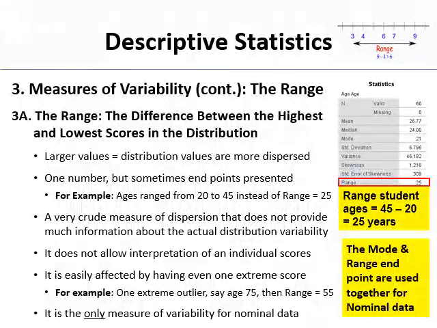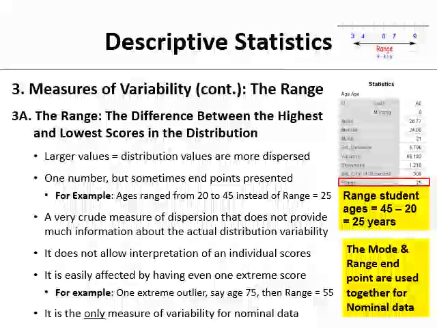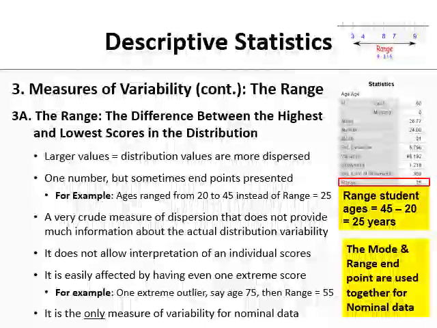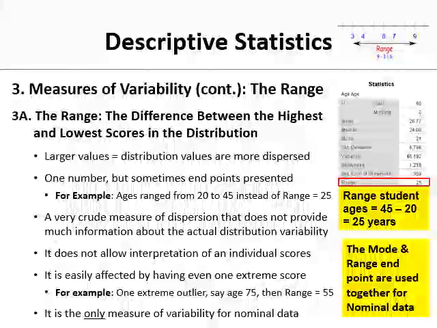Specifically, and note this, for nominal data, you would use the mode and the range endpoints. So you'd say the most common hair color was redheads, but it ranged from bald to gray, sort of thing.